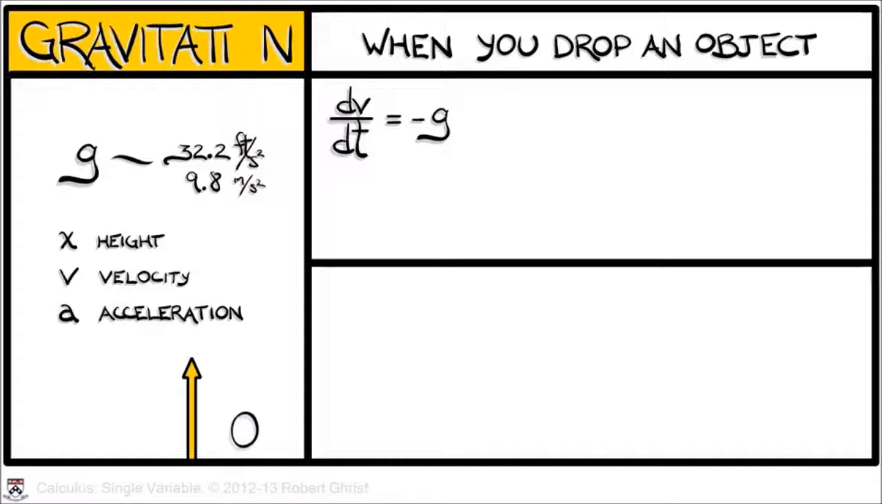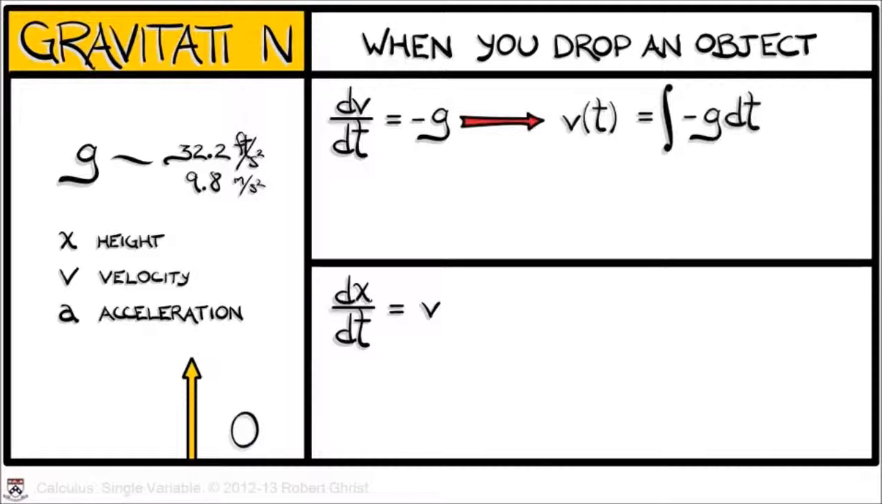Likewise, because we know the relationship between velocity and height, we can write a differential equation for x. Dx dt equals v. Let's solve these one at a time. Both of these are simple differential equations. The first, dv dt equals minus g, has as its solution v, as a function of time, is the indefinite integral of negative g with respect to t.